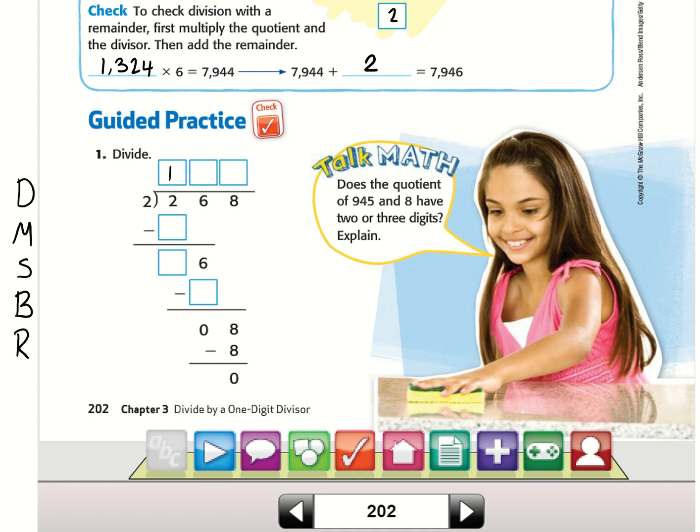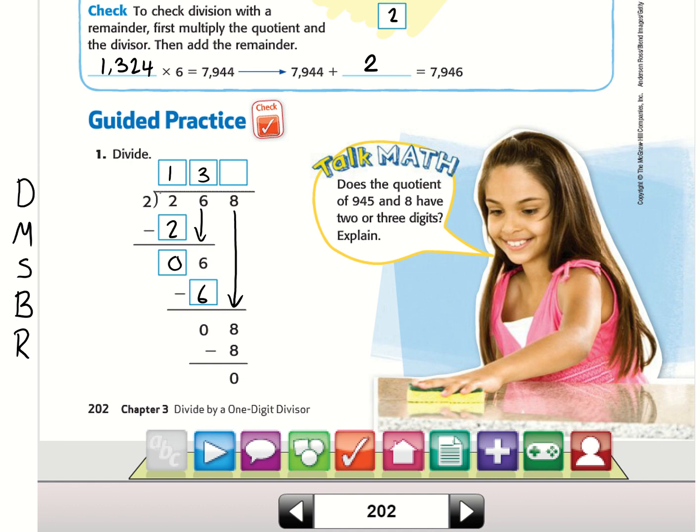2 goes into 2 once. Multiply. 1 times 2 is 2. Subtract. 2 minus 2 is 0. Bring down the 6. Repeat. 2 goes into 6 3 times. 3 times 2 equals 6. Subtract. 6 minus 6 equals 0.